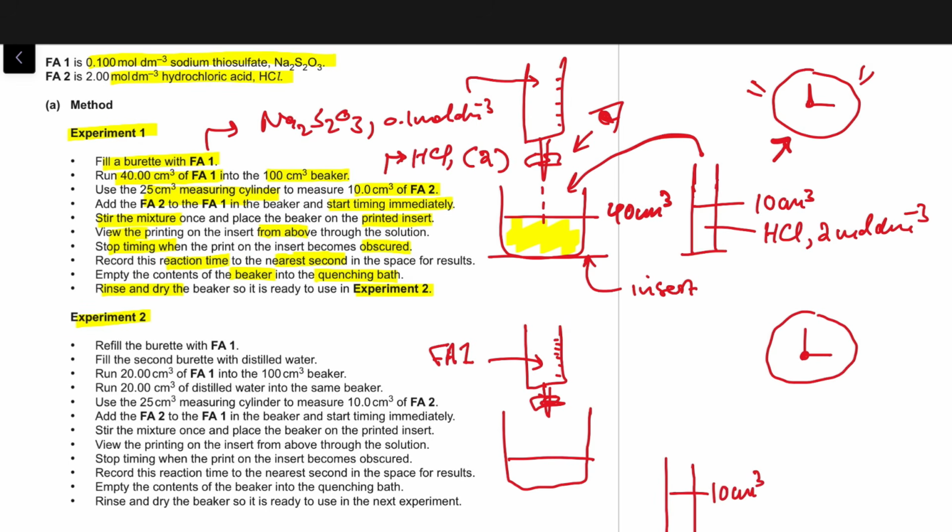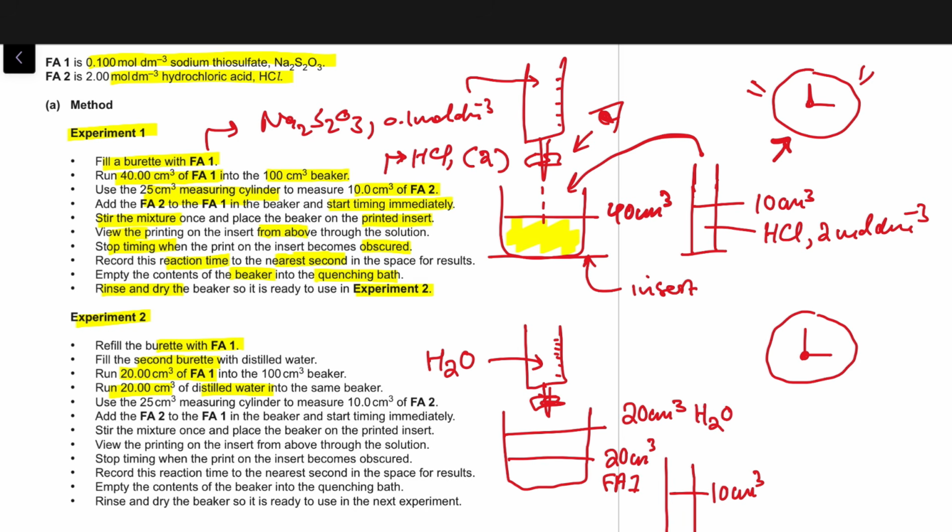And in experiment 2, it asks us to refill the burette with Fa1, our sodium thiosulfate, then fill the second burette with distilled water. So you wouldn't use the same burette, you'd use the second one to add H2O or distilled water. It says to first run 20 centimeters cubed of Fa1 into the 100 centimeter beaker, using, of course, our first burette that had Fa1. Then it says to run 20 centimeters cubed of distilled water into this same beaker. So another 20 centimeters cubed, but this time of H2O.